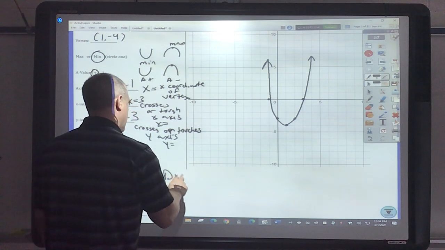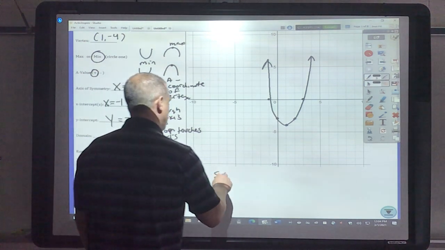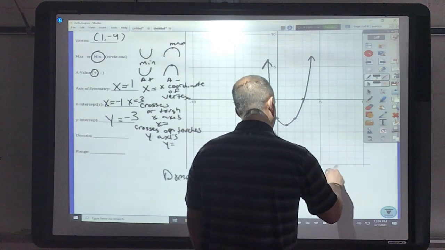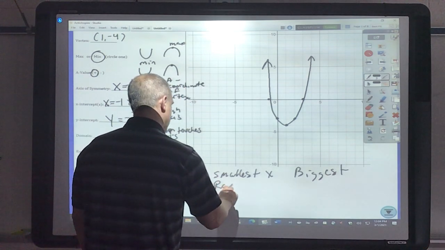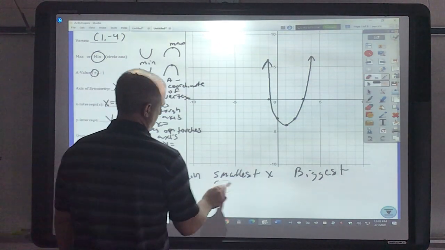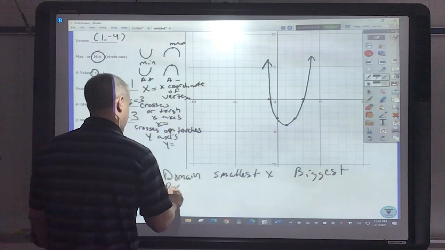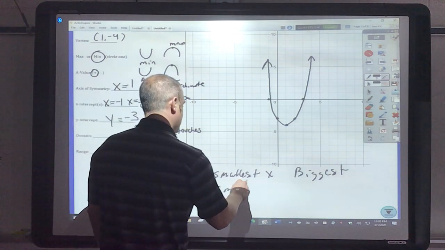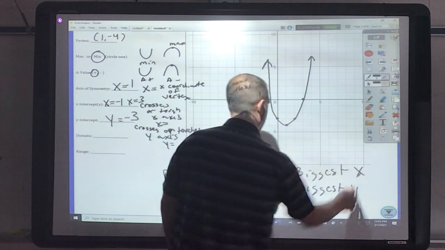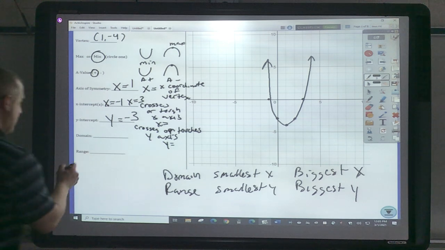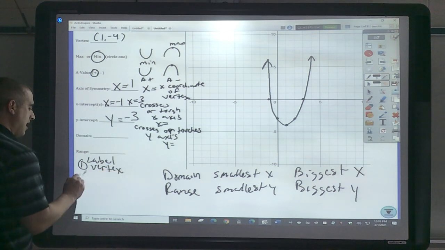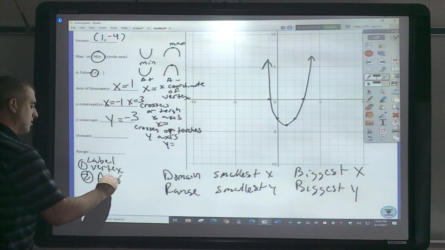Here's what domain means. Domain means we find the smallest x and the biggest x, okay? Range means we find the smallest y and the biggest y. Okay, now, in order to do that, we have to label a couple things. We have to label our vertex, and we have to label our arrows, okay?